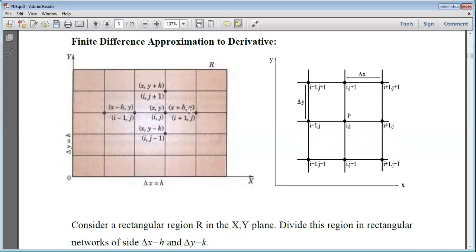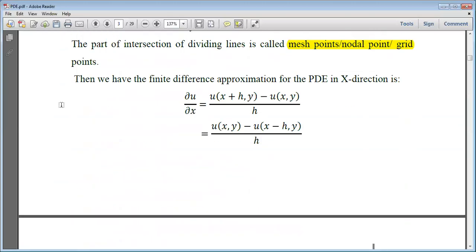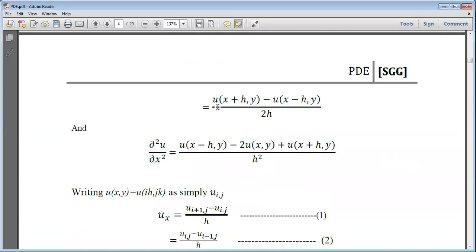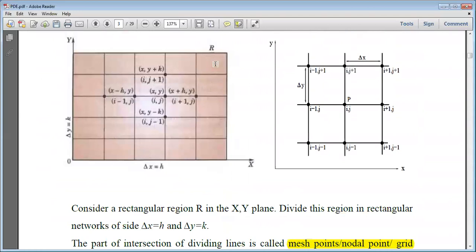Thereby we are taking differentiation with respect to x. Thereby ∂u/∂x can also be written as u at (x, y) minus u at (x-h, y), divided by h, or it can be written as u at (x+h, y) minus u at (x-h, y), divided by 2h. Likewise, we can have ∂²u/∂x² equal to u(x-h, y) minus twice u(x, y) plus u(x+h, y), divided by h². You can easily understand this formula from your grid structure.